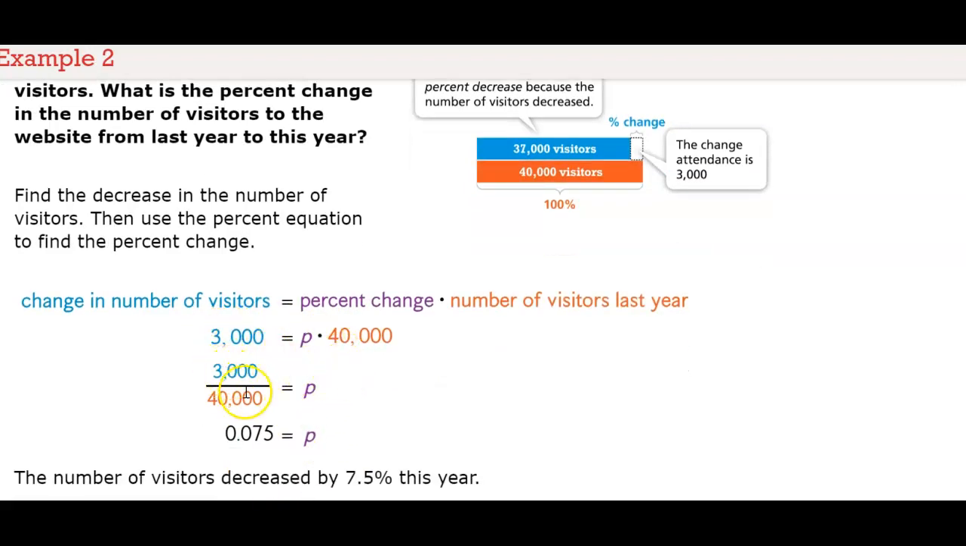And 3,000 divided by 40,000 is equal to 0.075. And then you would multiply that by 100, and it gives you 7.5% decrease this year.